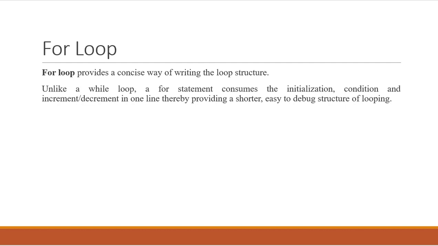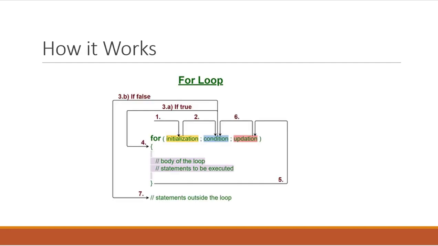So your for loop provides a concise way of writing the loop structure. Unlike a while loop, a for statement consumes the initialization, condition, increment or rather the decrement in one line, thereby providing a shorter, easy to debug structure of looping. For example, how a for loop works. This is the skeletal, or rather the structure of the program.